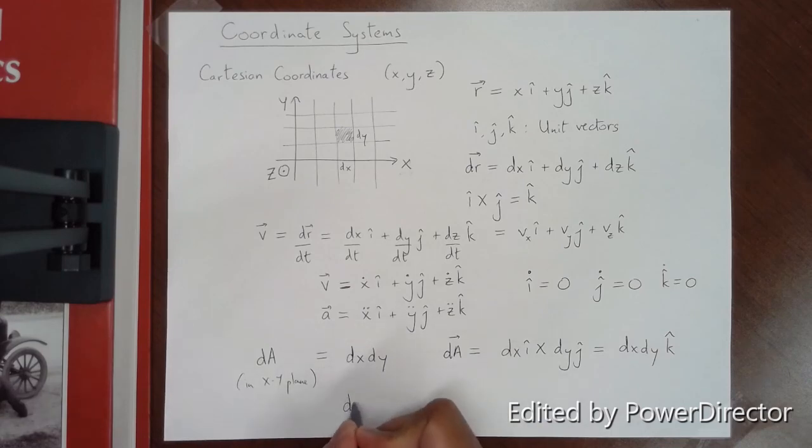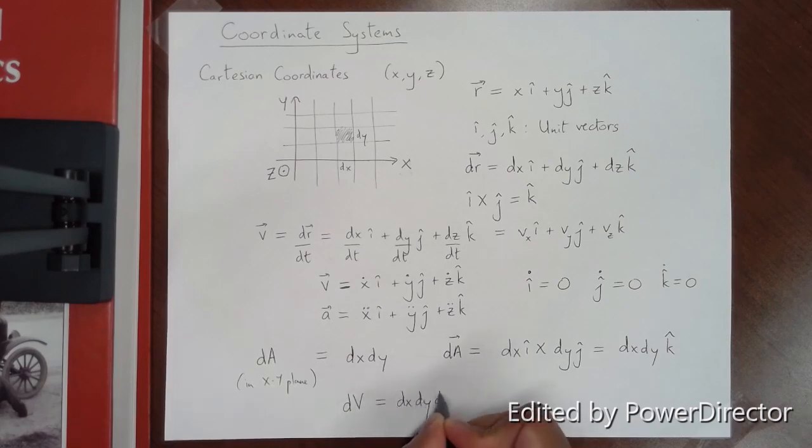And finally, we can get a volume element by taking the product dx, dy, dz. Next, we move on to the polar coordinate system.